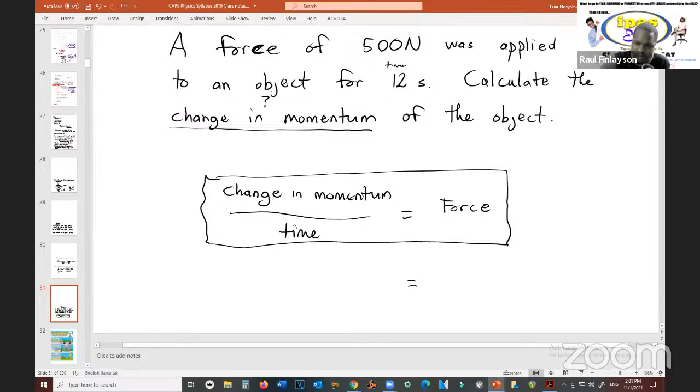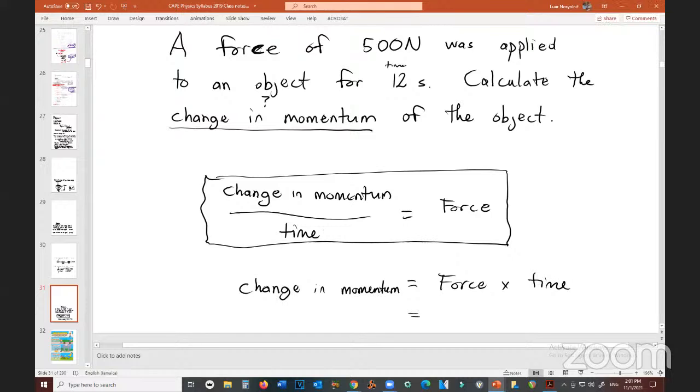So change in momentum is what you're finding. We have to rearrange this formula now. Remember I said time is over here. We multiply both sides. So we end up with something like this. If you did it correctly, it should be change in momentum is equal to force times time. Everybody see that?